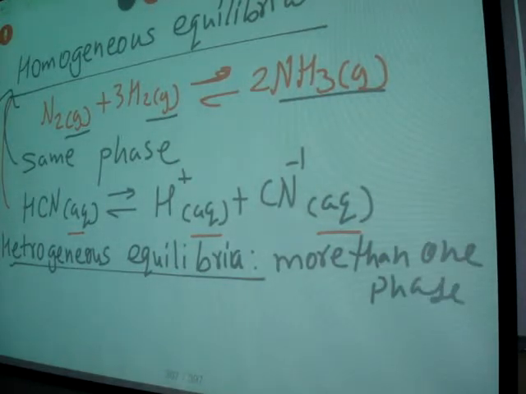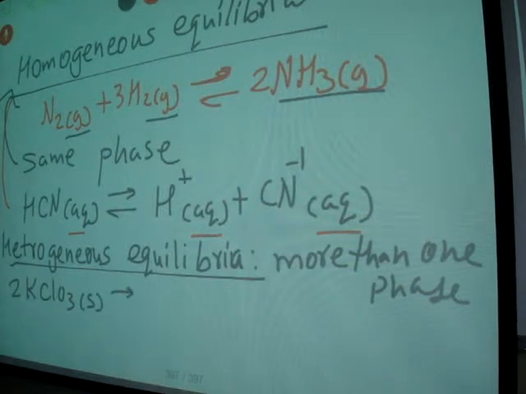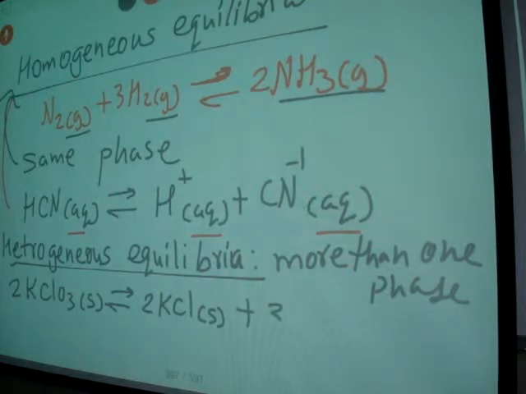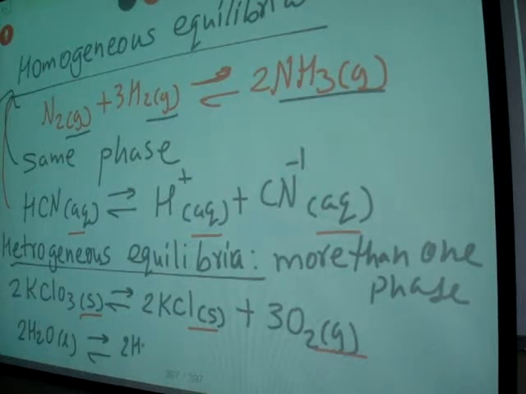For example, let's say we have 2 moles of KClO3, which is in solid form, and when it decomposes, it gives 2 moles of KCl solid and 3 moles of O2 gas. So you see in here solid, solid and gas. That involves many phases. For example, let's say if we have 2 moles of H2O liquid and 2 moles of H2 gas and O2 gas. So you can see liquid, gases. So more than one phase.